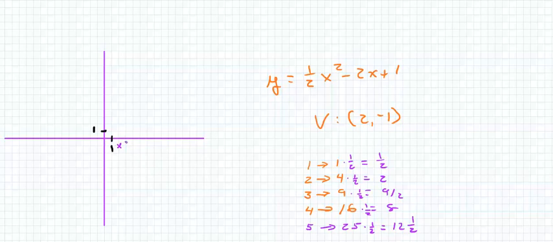Over 1, up 1/2. Over 2, up 2. Over 3, up 9/2. That's 4.5. Easier to think of it as a mixed number. Over 4, this is easy, 8. And if we go over 5, we're up 12.5. 25 times 1/2, by the way, is 25 halves, which is 12.5. Again, I'm going to draw my axis of symmetry.